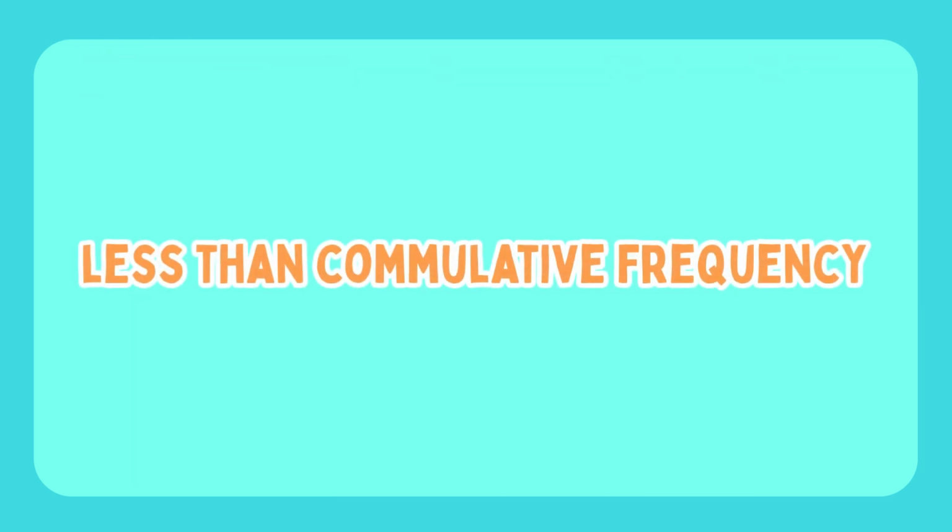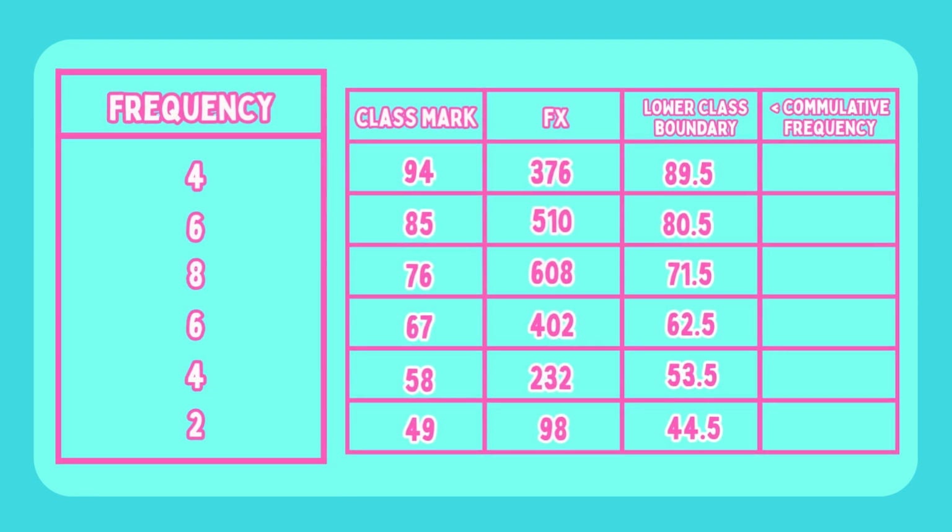Next, we are going to find the less than cumulative frequency. In finding this one, we just simply copy the first frequency number, that is 2. Then 2 plus 4 is equal to 6, and 6 plus 6 is equal to 12, and 12 plus 8 is equal to 20, and 20 plus 6 is equal to 26, and 26 plus 4, that is 30. So that is our less than cumulative frequency.